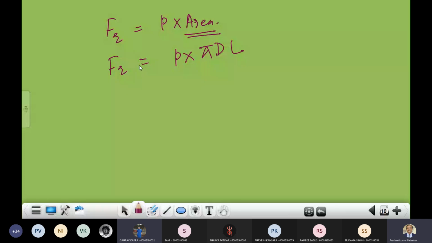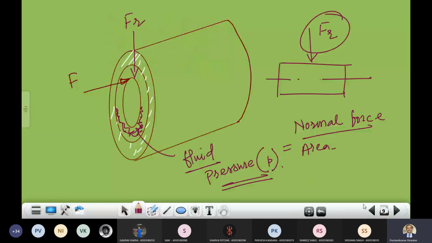Sir, this D is for bushing, so that will be another notation because we have already used capital D for shaft. So for bushing, some other notation. No, no, no, no. But yes, what you are saying, I forgot to tell you one thing.